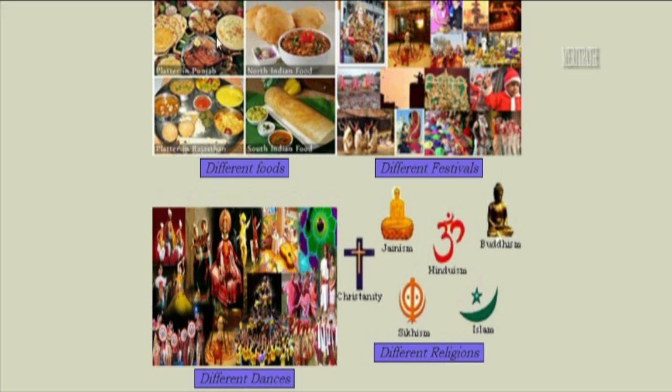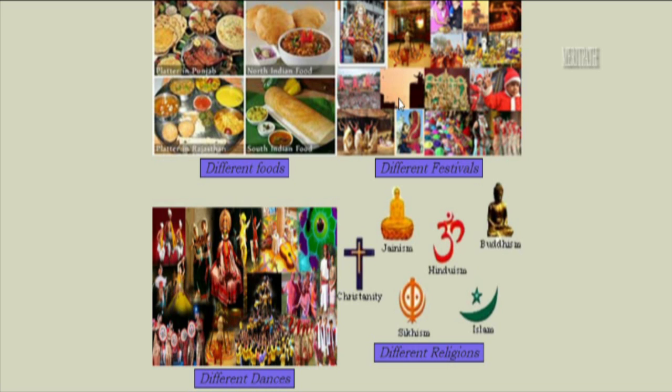So in this image you see the diversity among the food. The food in Punjab mostly consists of non-veg, whereas North Indian food mostly consists of chapati, puri, and Rajasthan food consists of dal bati churma, dals, etc. And the South Indian food mainly consists of dosa. So these are different foods of India.